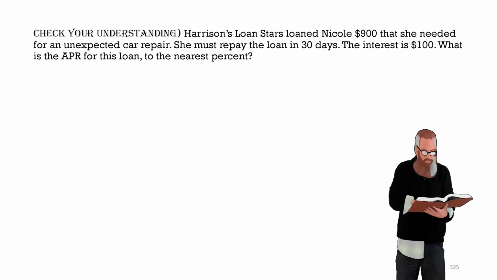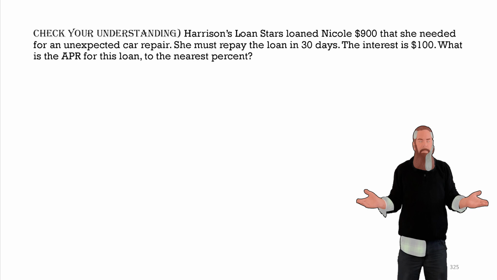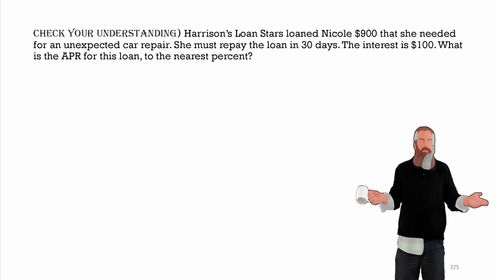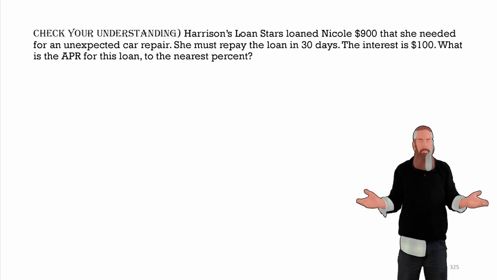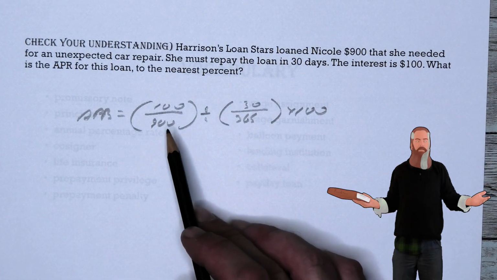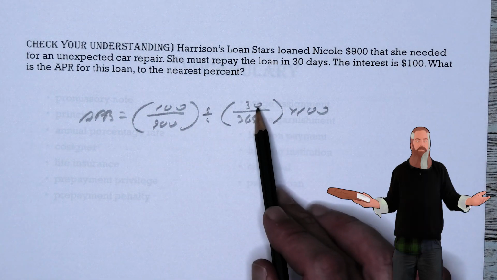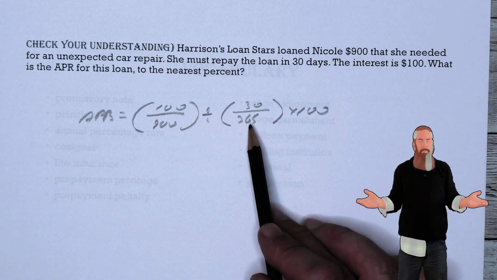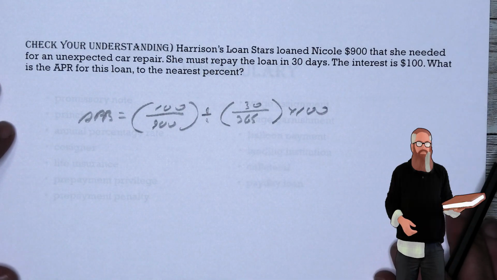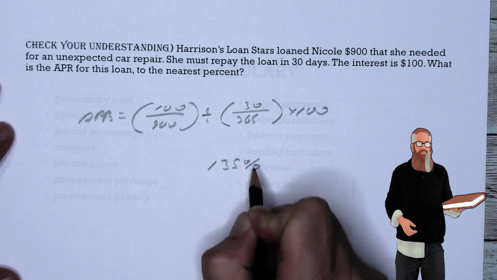Let's check our understanding. Harrison's Loan Stars loaned Nicole $900 that she needs for an unexpected car repair. She must repay the loan within 30 days. The interest is $100. What is the APR for the loan to the nearest percent? So we fill in our values. She will be paying back an additional $100 for the $900 that she borrowed. It will be borrowed for 30 days out of 365 in a year and multiplied by 100 to turn it into a percent. This means she will pay a 135% APR.